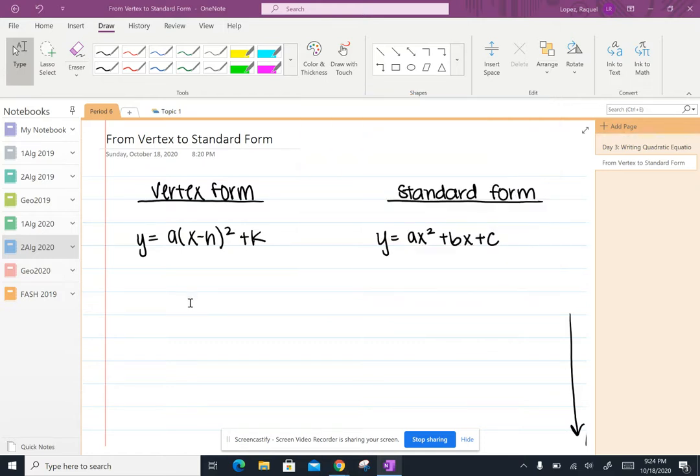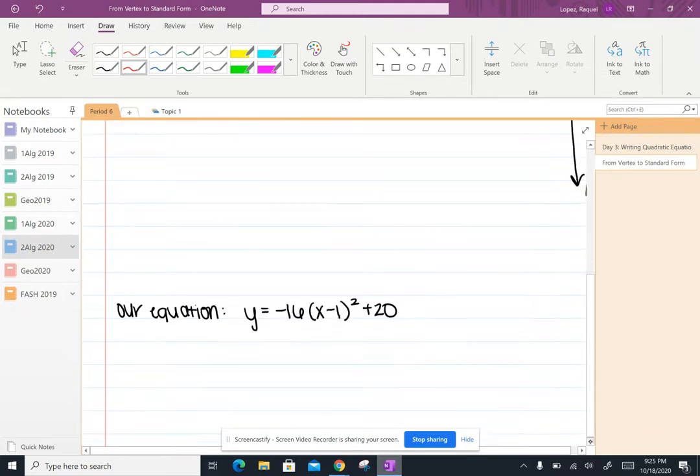So on the screen here, I've got two forms of a quadratic shown, and on the left, we've got our vertex form. And we know that it's called vertex form because the vertex is actually in the equation. That's an important piece of information that we get from this form. And so we can use our vertex form to go to standard form. And that's what we're going to do with the equation that we got from the previous video. So let's go ahead and get started.